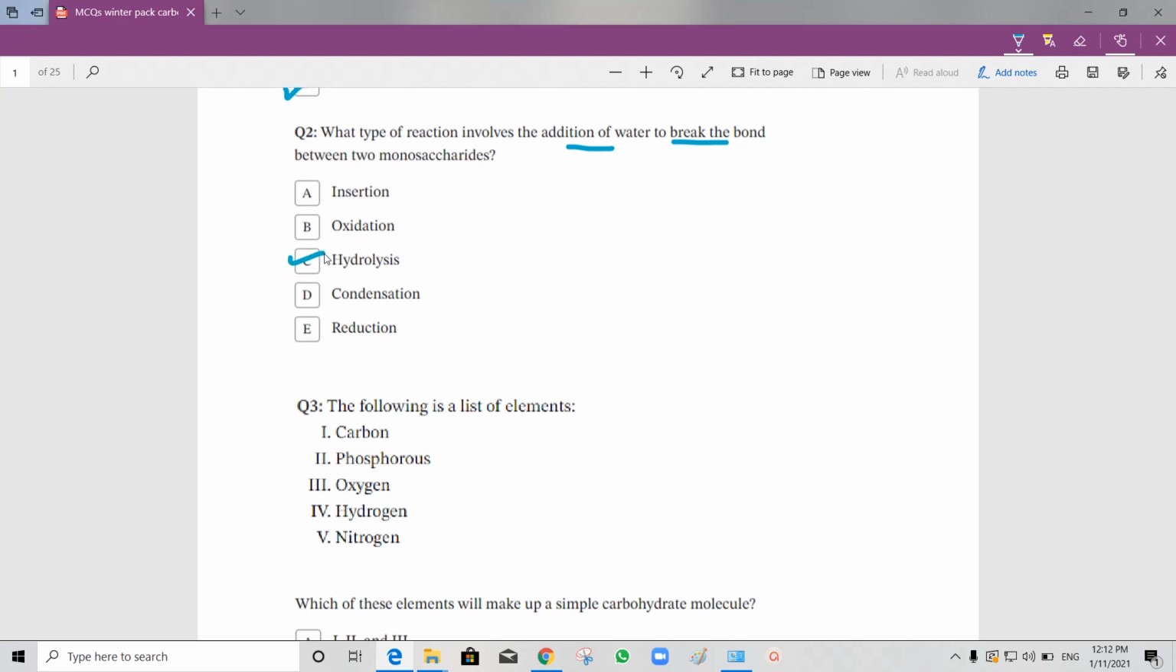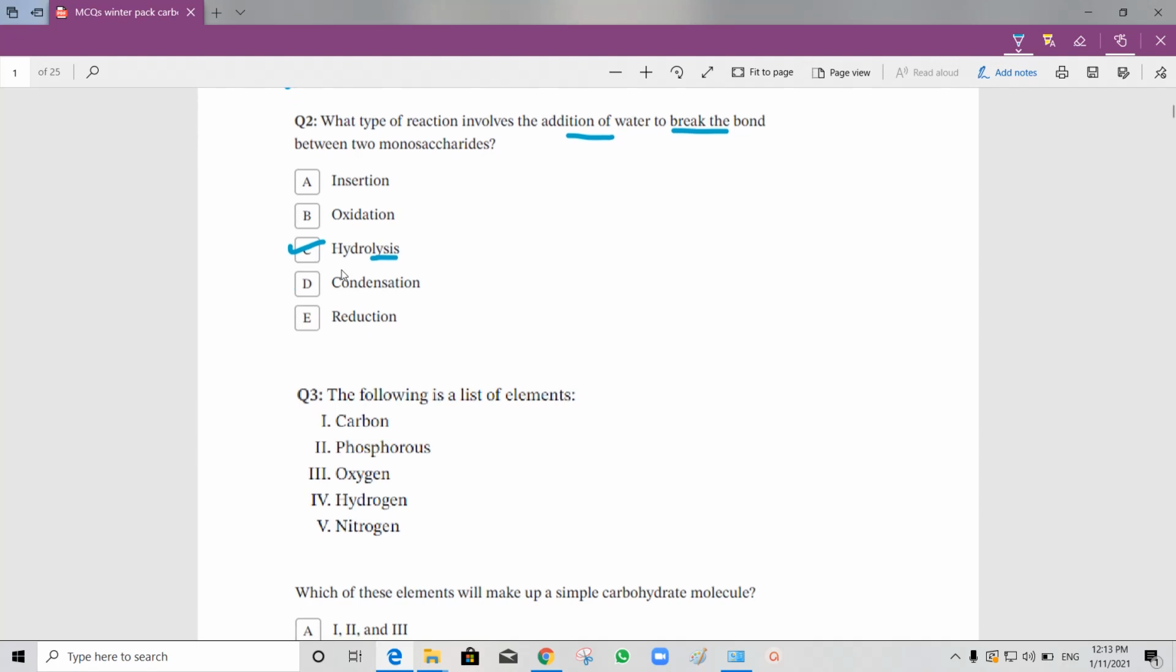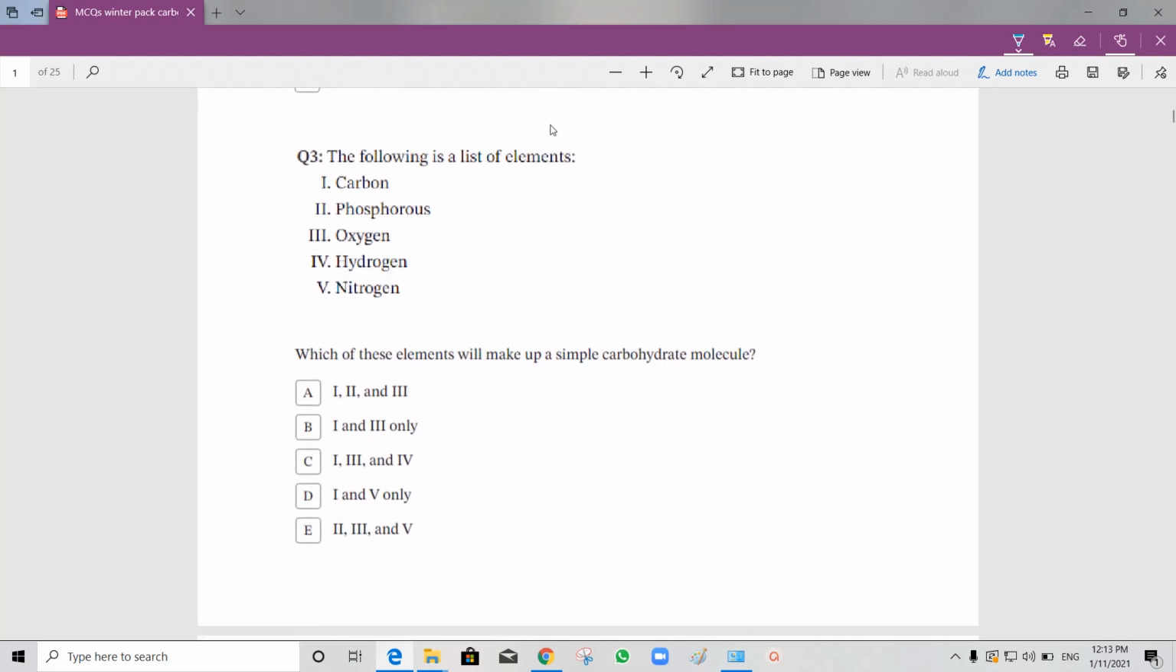Because C, hydrolysis, lysis here, this part means break down the bond. And hydro means water. So we break down the bond between disaccharides to produce monosaccharides, or we break down the bond between polysaccharides to produce many monosaccharides by the addition of water or by the presence of water. Okay, so break down, this is hydrolysis. Okay, question 3.